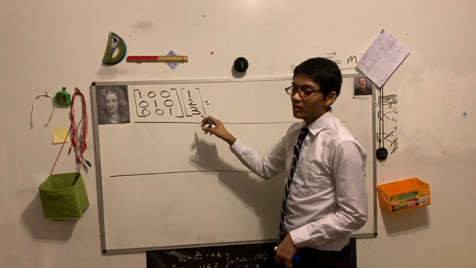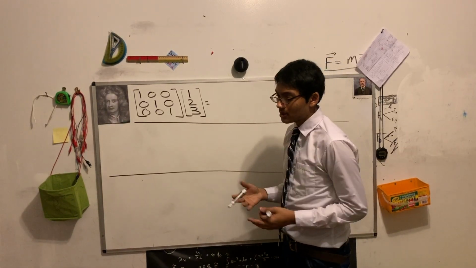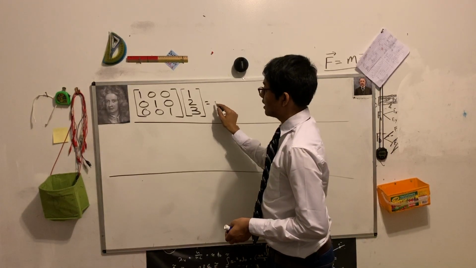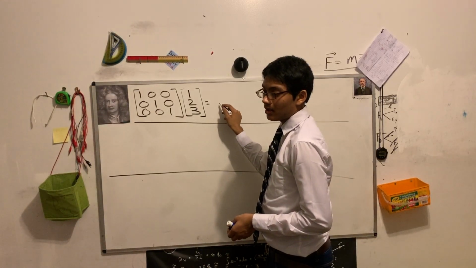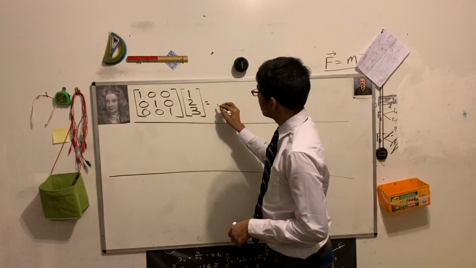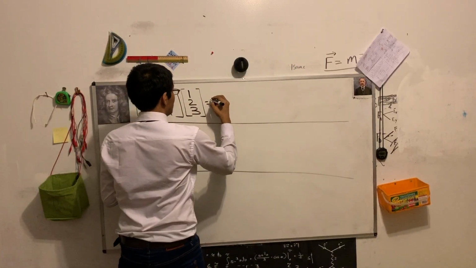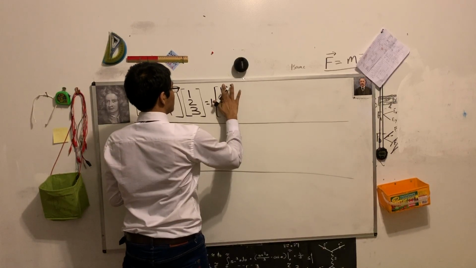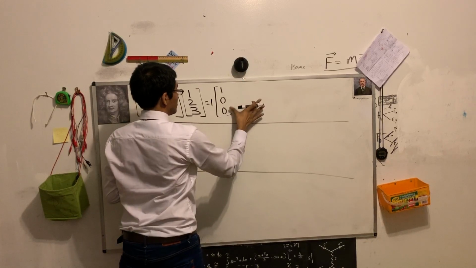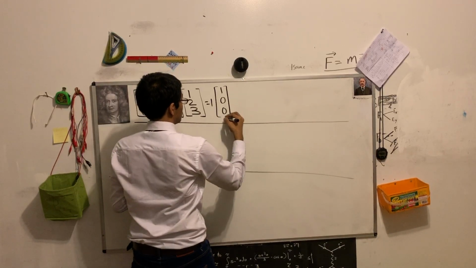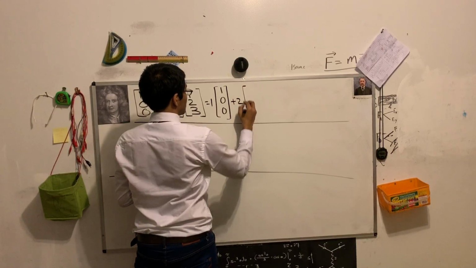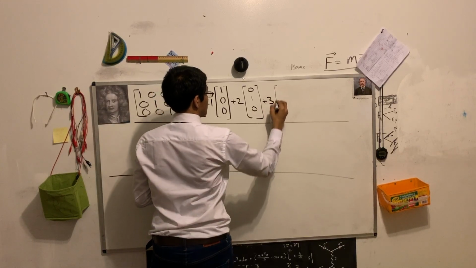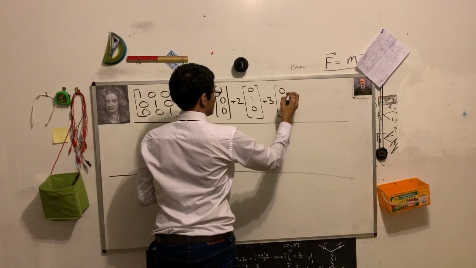We have learned to use columns and rows to multiply a matrix and a vector. Let's do that. How can I rewrite this in expanded column notation? 1 times 1, 0, 0, plus 2 times 0, 1, 0, plus 3 times 0, 0, 1.